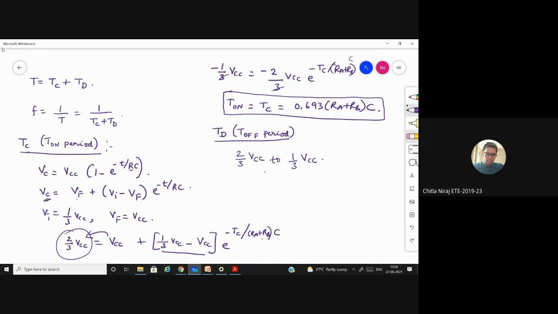In the previous case, sir, for T on, we have taken V final equals VCC, the maximum voltage it can get charged to. But then in TD, we are taking it as 2 by 3 VCC. Why are we taking VCC there, sir?